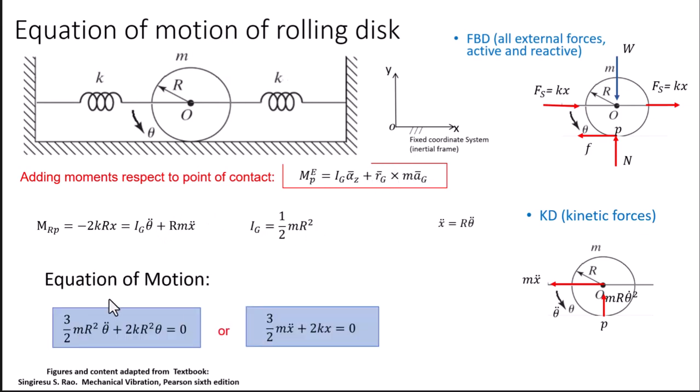Therefore, we can write the equation of motion either in terms of theta or in terms of x. We have to choose one of the two variables. Both equations will give us the same result.